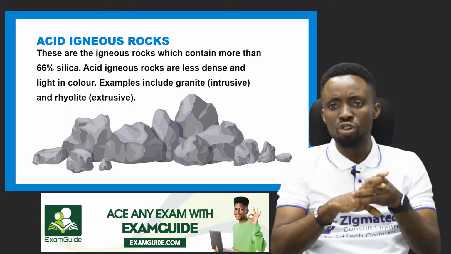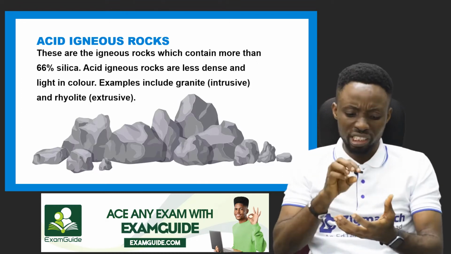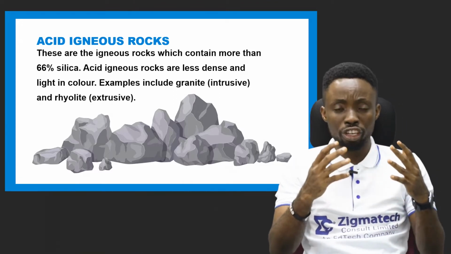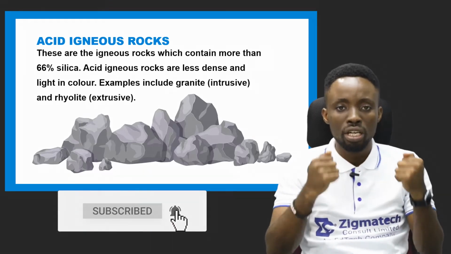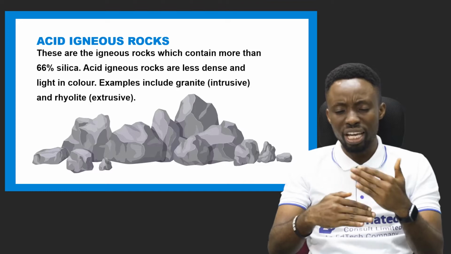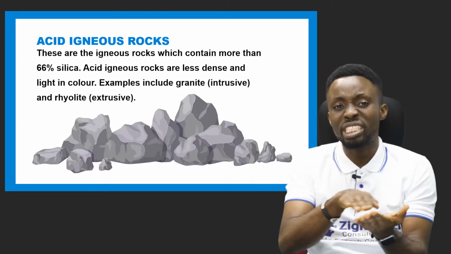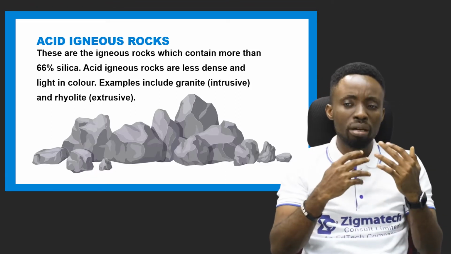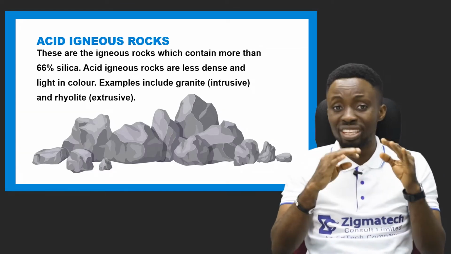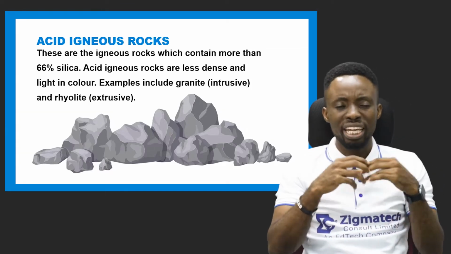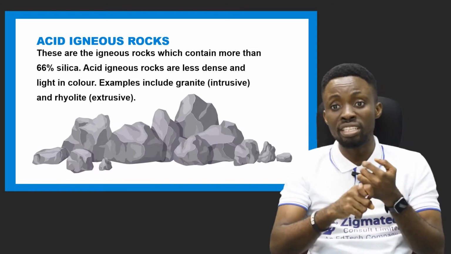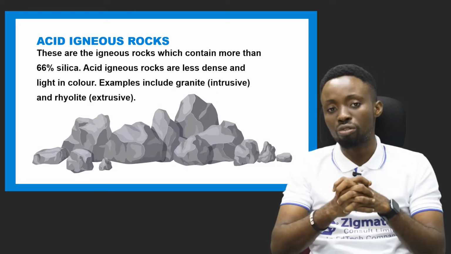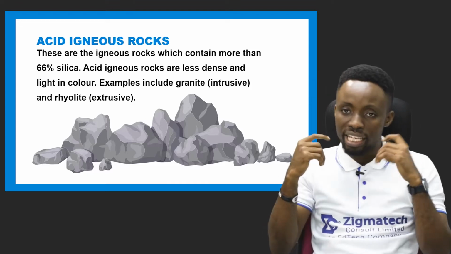For the acid igneous rock, when the amount of silica in the igneous rock is very high, such type of igneous rock is referred to as an acid igneous rock. It has a silica percentage or composition of 66% and above. One thing about the acid igneous rock is that they are usually light in color whenever you see them. An example of an acid igneous rock is granite and rhyolite. These rocks have a high content of silica, and they are usually light in color.